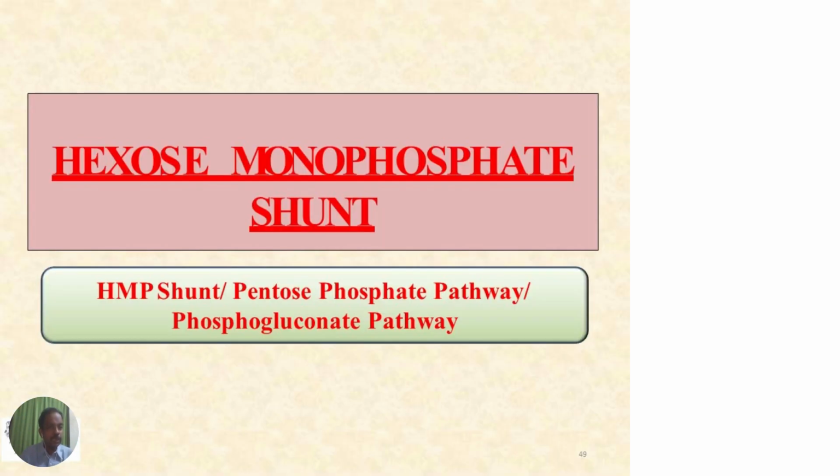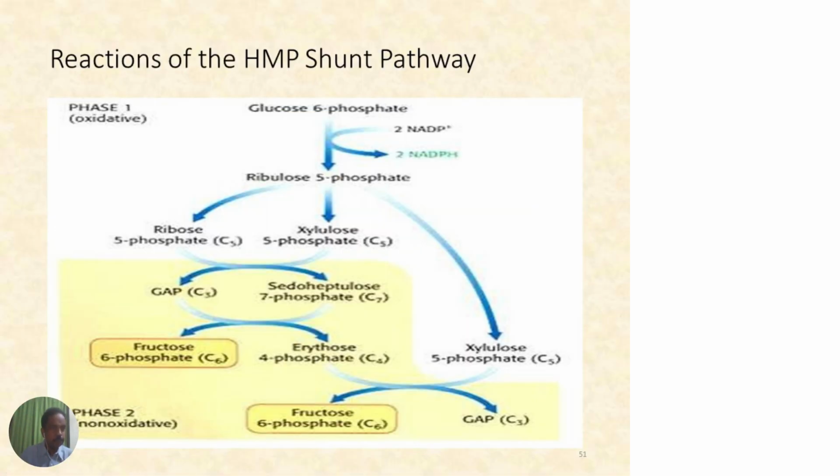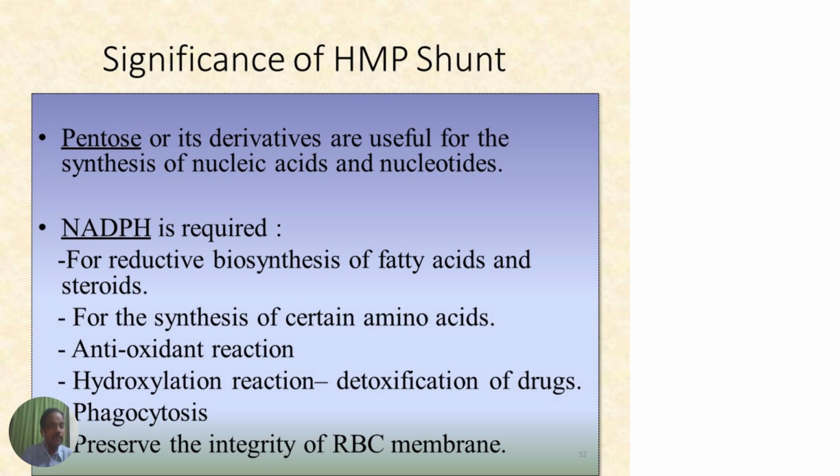Next is a very important pathway. It is called the hexose monophosphate shunt, or the pentose phosphate pathway, triple P. This is the alternative pathway to glycolysis and the TCA cycle for the oxidation of glucose. Here you have the biosynthesis of NADPH and pentoses. This is the reaction which takes place in the HMP shunt. The pentose derivatives are useful for the synthesis of nucleic acids and nucleotides. Here NADPH is required, which is nicotinamide adenine dinucleotide phosphate, reduced.